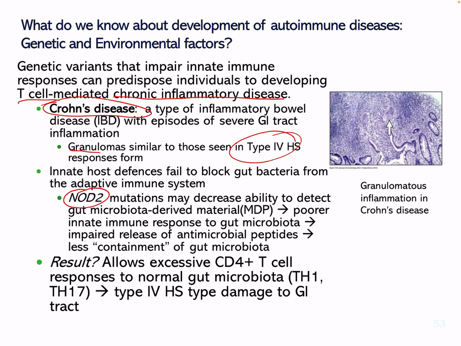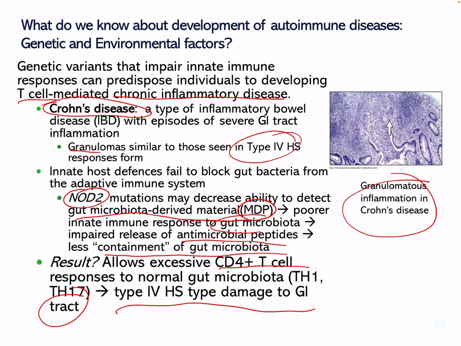So with NOD2 mutations, which we talked about being an intracellular PRR, there'll be decreased ability to detect gut microbiota-derived material, or MDP. This will result in poor innate responses to gut microbiota, impaired release of antimicrobial peptides, and less containment of gut microbiota. The result is that it allows excess CD4 T cell responses to normal gut microbiota, so essentially attacking bacteria that didn't need to be attacked, causing type 4 hypersensitivity damage to the GI tract. And then here we can see granulomatous inflammation in Crohn's disease.